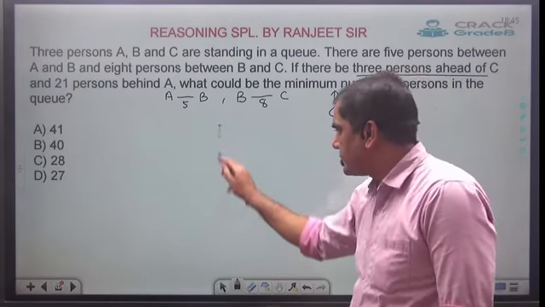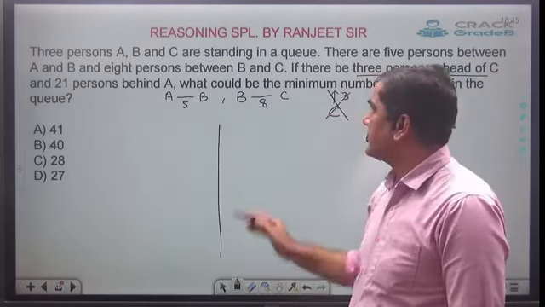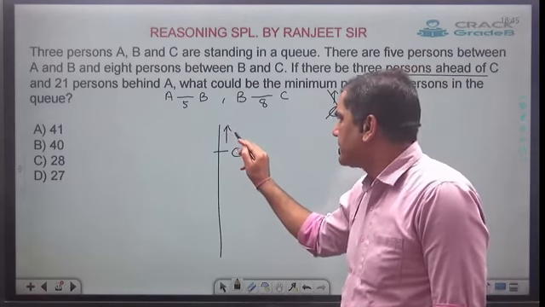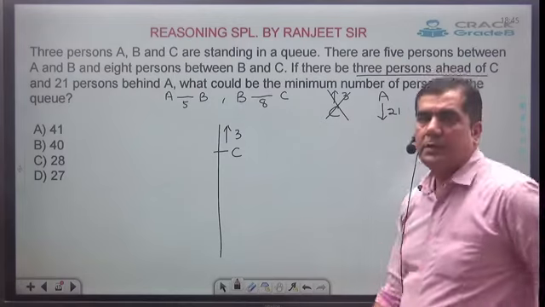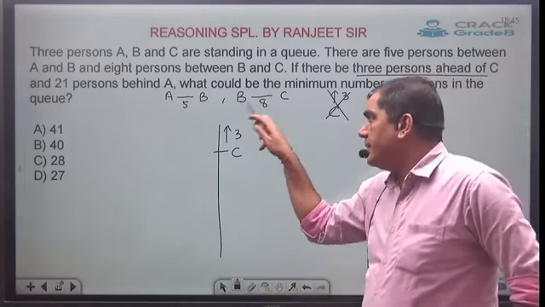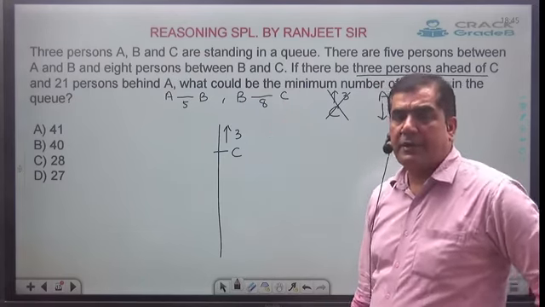Let's arrange. First, they have given that to the top of C there must be 3 students only. So if I put C over here, to the top of C must be 3. Clear? Now, they are saying there are 8 persons between B and C.